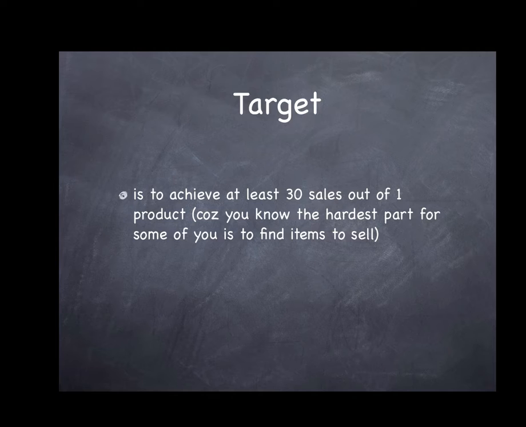Basically, our target here is to achieve at least 30 sales out of one product, as you know. And because you have been brainstorming ideas for such a long time, you know that even though there are thousands and thousands of items that you could private label, the hardest and most frustrating part is actually trying to pick one item.